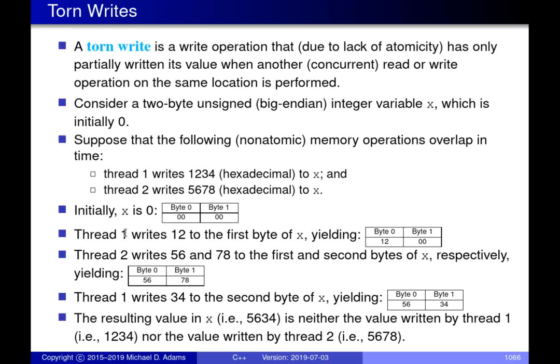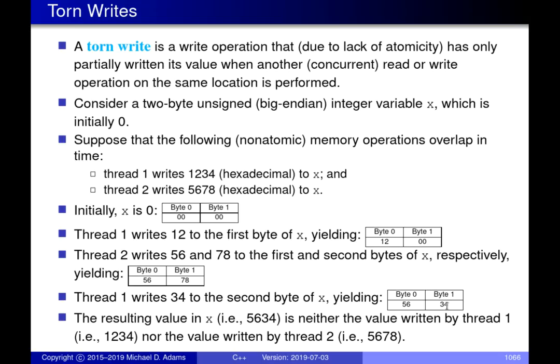And then suppose we have the following timing. Thread 1 comes along and tries to write 1, 2, 3, 4 into the variable. But suppose it only has time to write the first byte. So it writes the first byte, 1, 2, into the most significant byte, but the other byte is still unchanged because it hasn't had a chance to write to it. Then thread 2 comes along before thread 1 finishes its write, and writes 5, 6, 7, 8 into this variable. So it writes 5, 6 into the first byte and 7, 8 into the second byte. Once it's finished, thread 1 continues and writes the remaining byte, 3, 4, into the least significant byte.